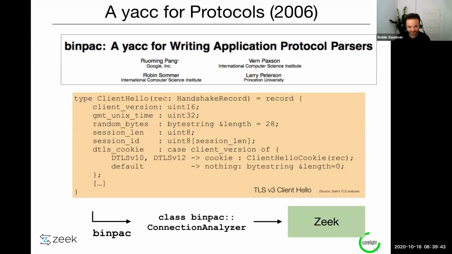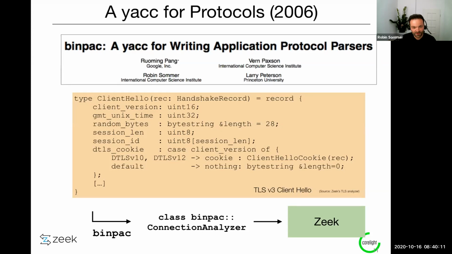The part that is missing in this example, so you see the structure of the data unit that's being parsed. Just like yacc, you now also need to add C++ code to actually glue it back into Zeek for generating events, because we need to do something with the data that we just parsed. So BinPAC is actually the primary way these days that analyzers for Zeek are written.